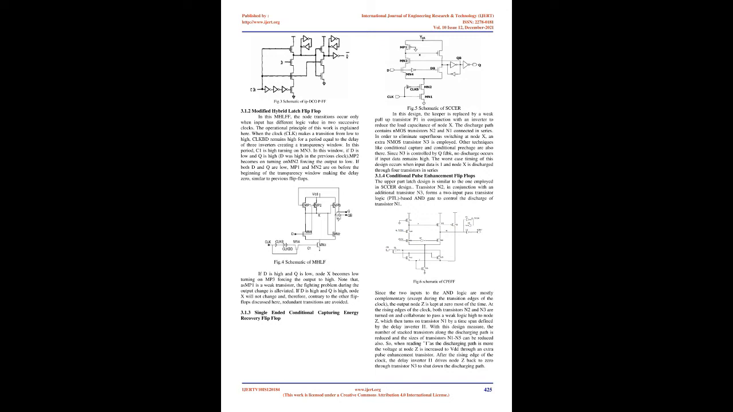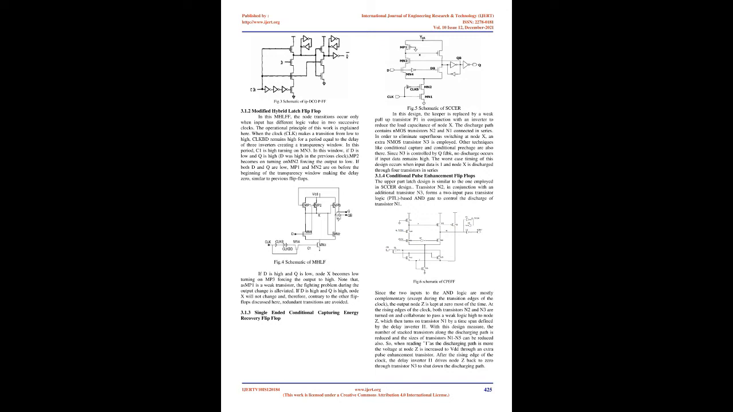If both D and Q are low, MP1 and MN2 are on before the beginning of the transparency window, making the delay 0, similar to previous flip-flops. If D is high and Q is low, node X becomes low, turning on MP3, forcing the output to high. Note that, as MP1 is a weak transistor, the fighting problem during the output change is alleviated. If D is high and Q is high, node X will not change and, therefore, contrary to the other flip-flops discussed here, redundant transitions are avoided.